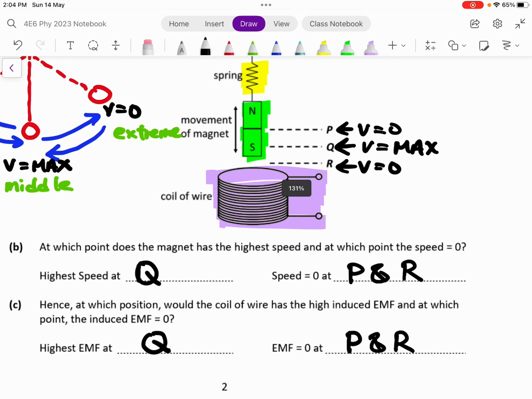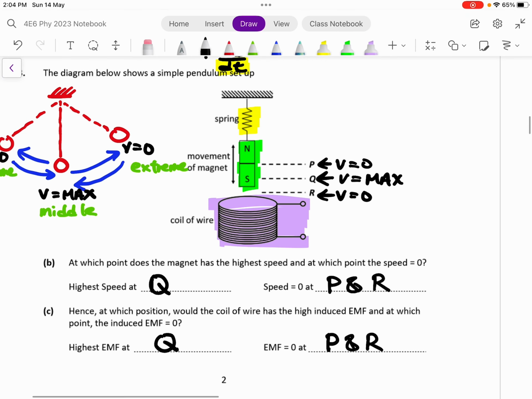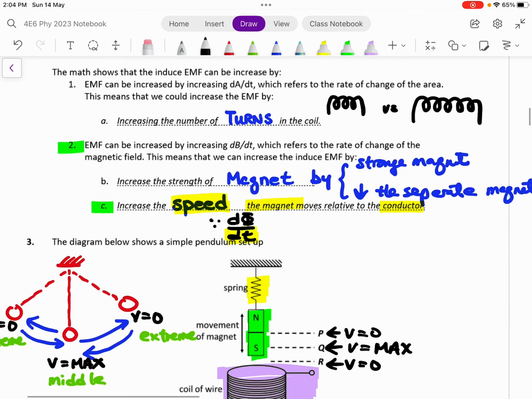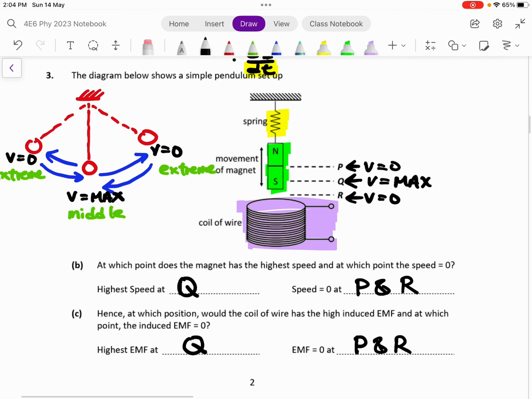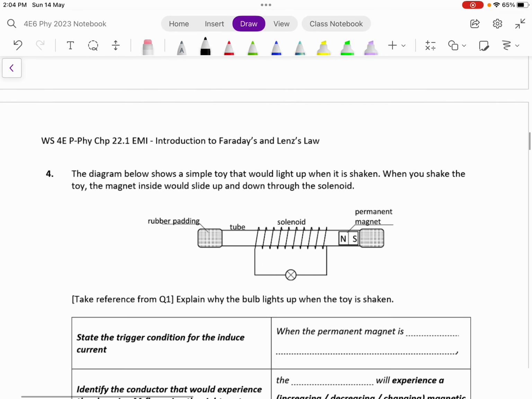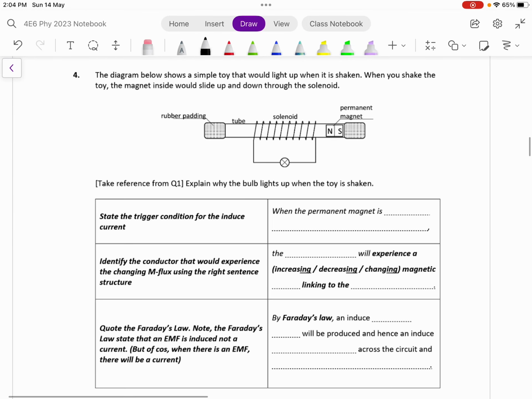Yeah, so the good thing about this way of producing electricity is that you just need to apply the force once, and then the spring should help the magnet to oscillate, and you will be able to induce current in the coil of wire, and you can use that to power up other components, right? But unfortunately, this will not give you a very consistent supply of induced EMF. Okay, let's try one more question.